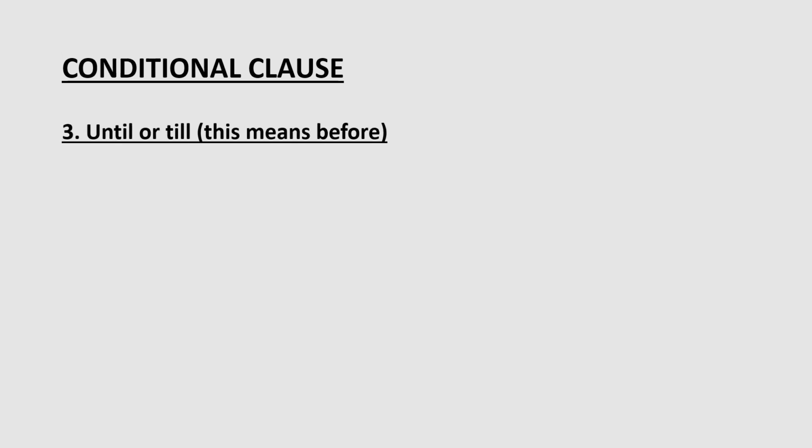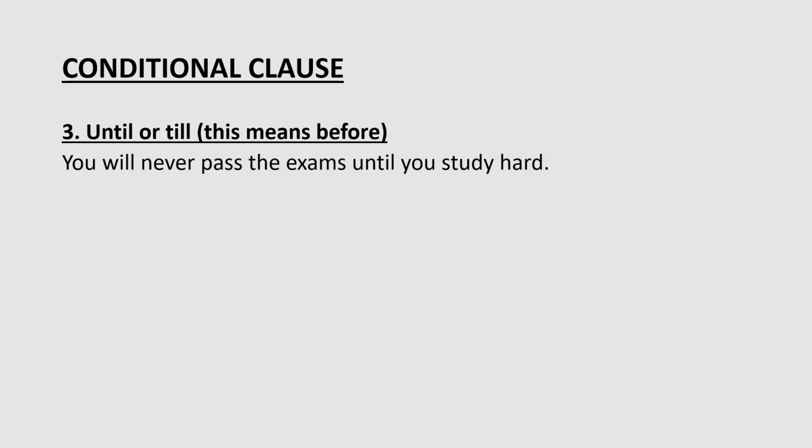Next, we look at until or till. So until or till means before. So until means before. Its opposite is not until. Not until means after. So be very careful. So you can have such a sentence: you'll never pass the exams until you study hard. If we replace this with before, it's going to be you will never pass the exams before you study hard, meaning that for you to pass the exams you need to study hard. So you'll never pass the exams until you study hard.